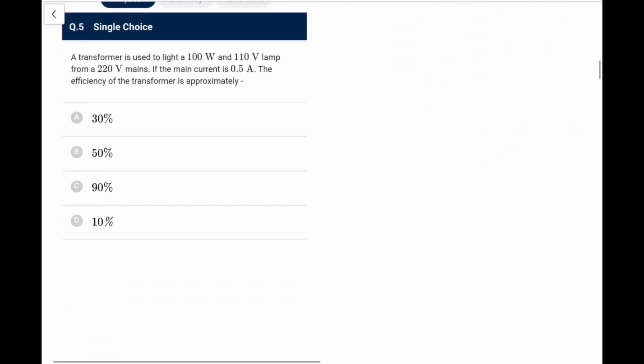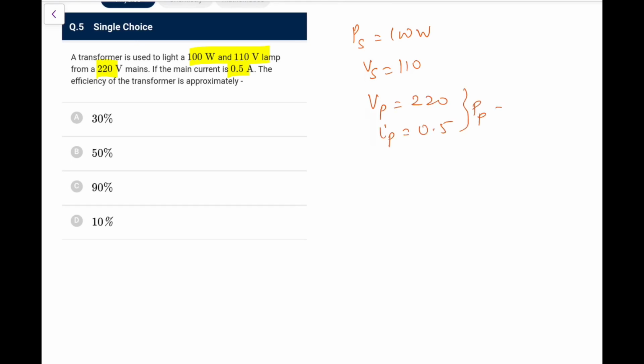Next one, a transformer you are using to light a 100 watt and 110 volt lamp from a 220 volt mains. Mains current is 0.5 ampere. The efficiency of the transformer is, so what we have, the output power or the secondary power is 100 watt, the secondary voltage is 110, and we have the primary voltage as 220 and the primary current as 0.5. So the primary power that is coming is 110 watt and the output is 100 watt.